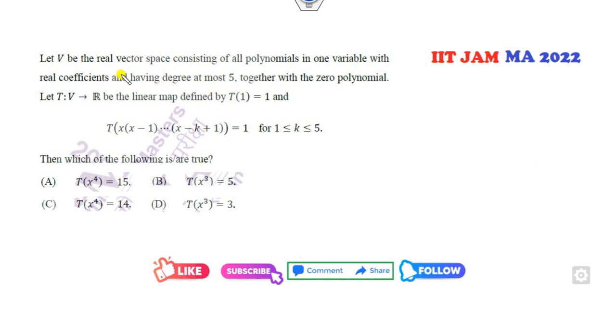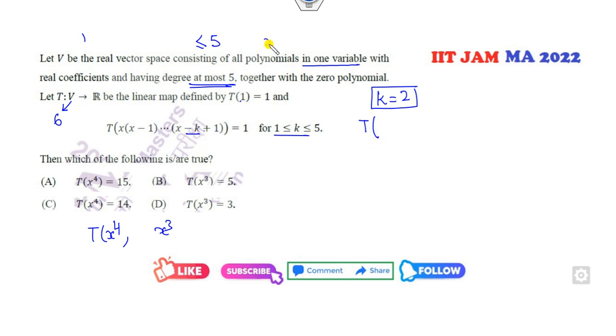Okay, look at another one. V is the vector space of all polynomials with degree at most 5. It means this has dimension 6. T is the mapping of this. You have to find T of x4 and x cube. Very simple. If I choose k equal to 1, it is already given. If I choose k equal to 2, what is the meaning of this? This number will be x minus 2 plus 1. That means x minus 1. Only the first two terms. That is x squared minus x is 1.